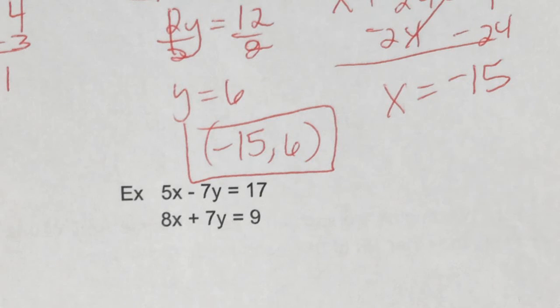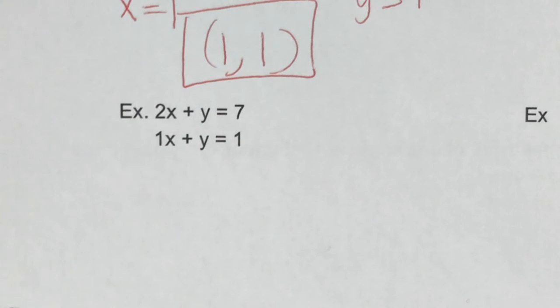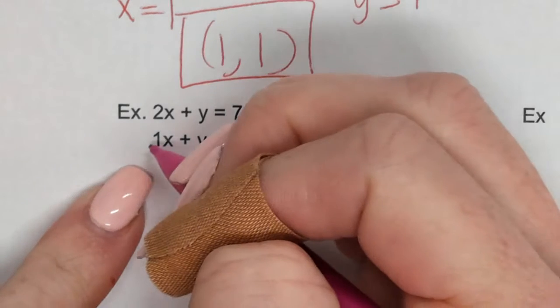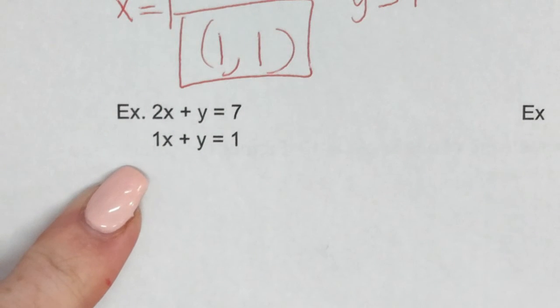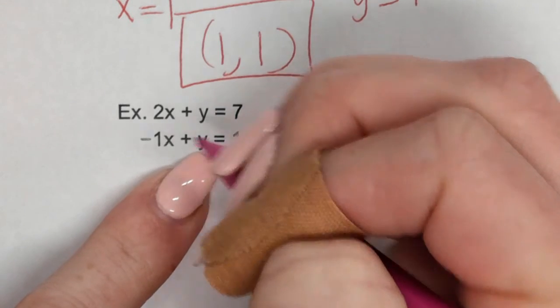Okay, I'm going to do one more with you, and then I'll let you try one on your own. Are we okay? Okay, the next one we're going to do is this one. Do you see anything right now that will cancel out? No. So what you can do is change. You remember how we can multiply everything by a negative and it keeps the same value? So I can multiply this whole equation by negative. This would become negative 1x. What would this become? Negative y.